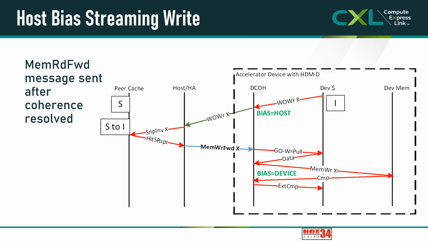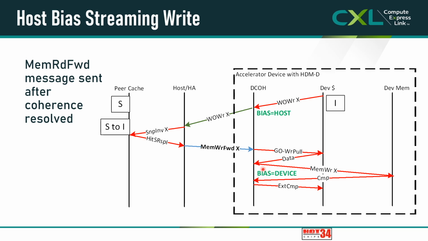Now looking at an alternative way to write, this is where we're not writing data within the cache, but we're doing the streaming write type flows. So the device cache wants to issue a streaming write, and issues a weakly ordered write to address X. Again, we find the bias state in host bias in this case, so we forward that weakly ordered write onto the host. The host does the snooping, and again, it detects this address X as being an address that is owned by the device itself. So it will send, in this case, the mem write forward for address X back to the device, indicating to the device that, hey, you now have exclusive ownership and are able to write the line directly. So we send the go write pull to the device cache.